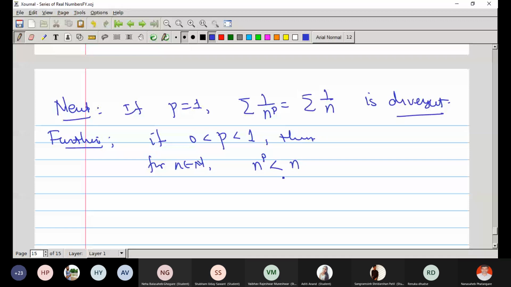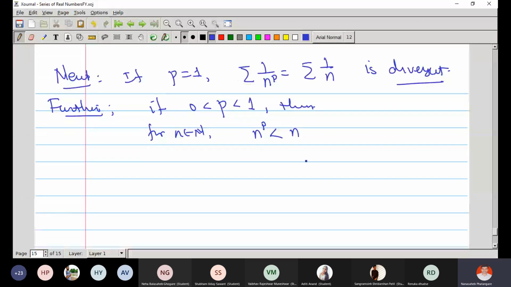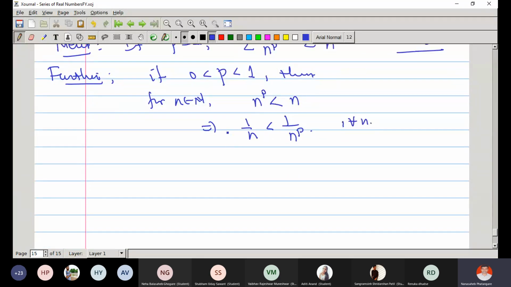Fine. So, therefore, 1 upon n is smaller than 1 upon n to the power p, for all n, because I am assuming p is less than 1. That is my basic assumption, not in general. Fine. Is it clear?